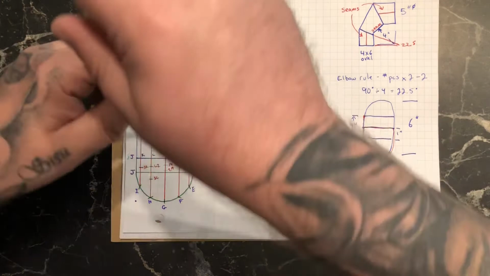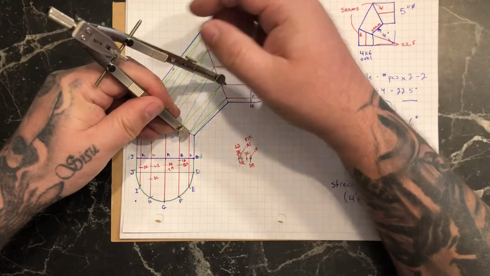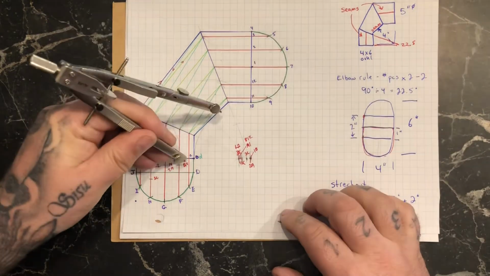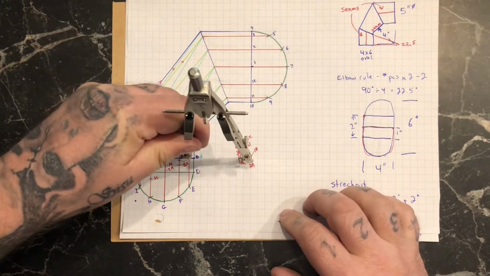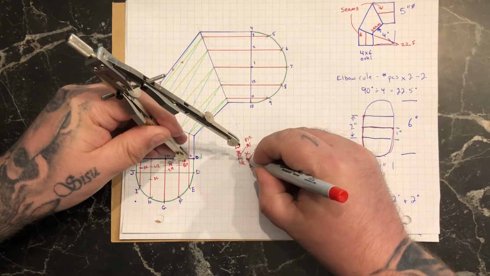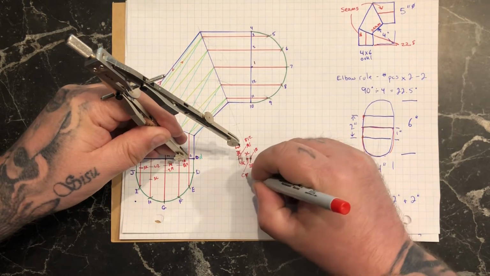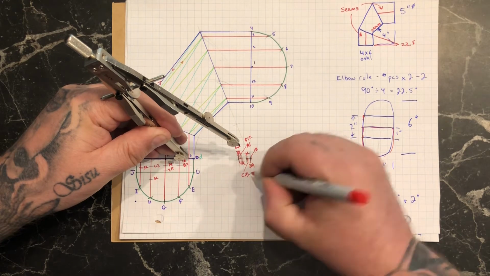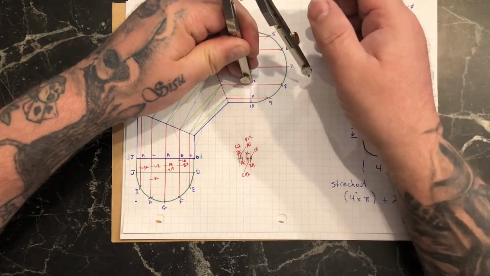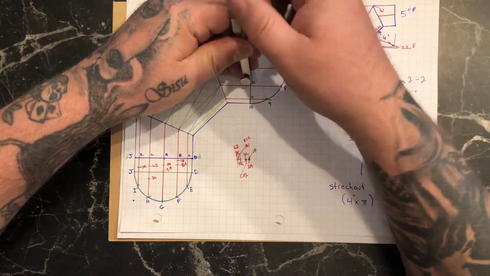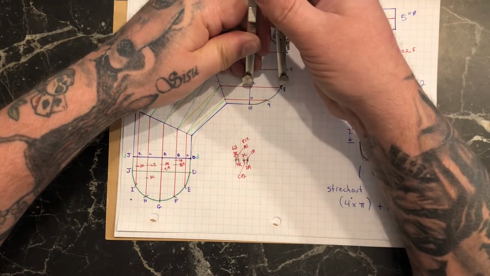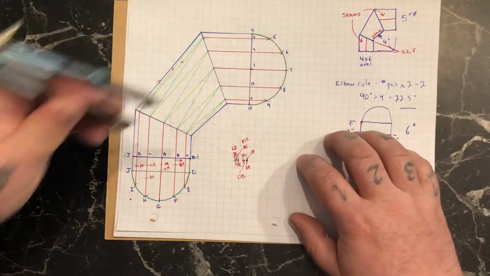Okay, so now C12, write that down to the base. C12. Profile 12. Take that off of C.